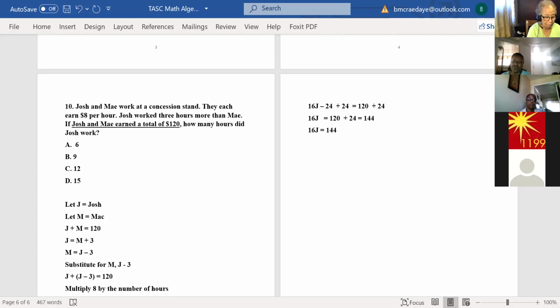We divide both sides. That's it. Very good. Divide both sides by what? 16J by 16. 16, right. Divide both sides by 16. Okay, so if we do that, what's J equal to?